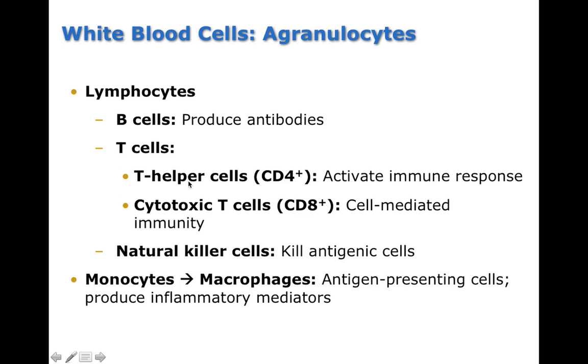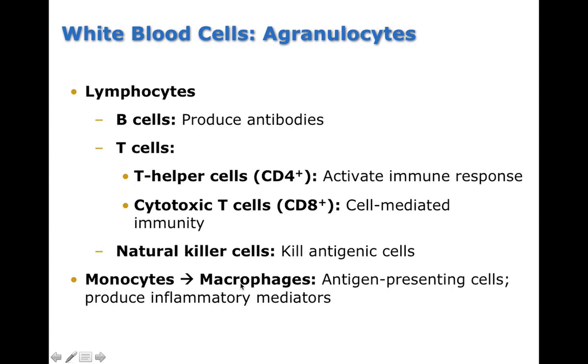So T helper cells can recognize foreign antigens, and then they release cytokines, which can activate B cells as well as cytotoxic T cells. Now, the cytotoxic T cells are CD8 positive, and they help to basically kill foreign microorganisms directly. Now, the natural killer cells also kill antigenic cells, but these NK cells are part of your innate immune system, so it's not a learned or adapted response.